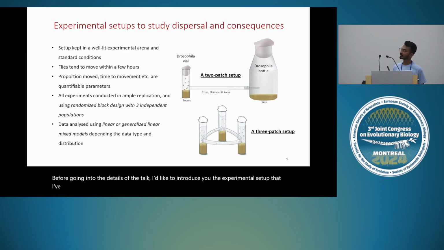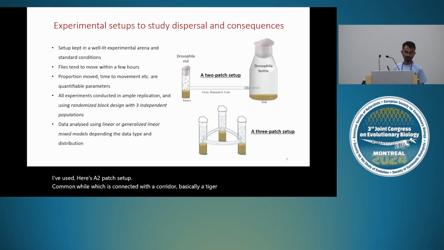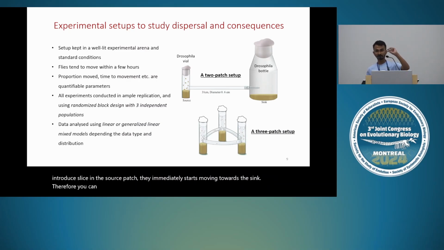used. Here's a two-patch setup, common vial which is connected with a corridor, basically a Tygon tube with a sink. If you introduce flies in the source patch, they immediately start moving towards the sink. Therefore, you can quantify the proportion of flies moving, time taken to move, also if there is sex-specific difference. That means dispersal is actually quantifiable.